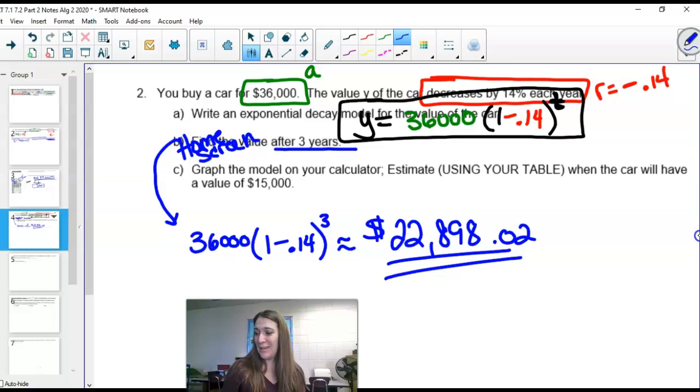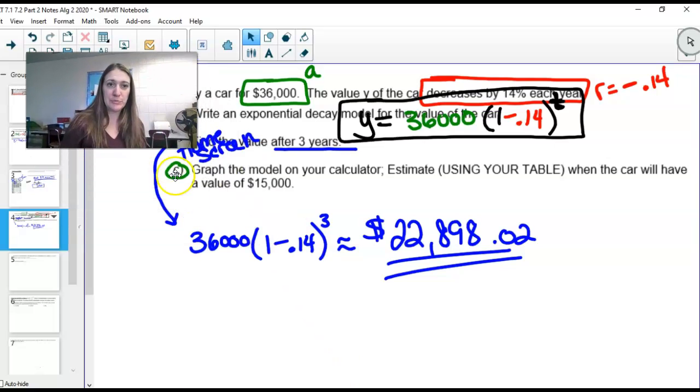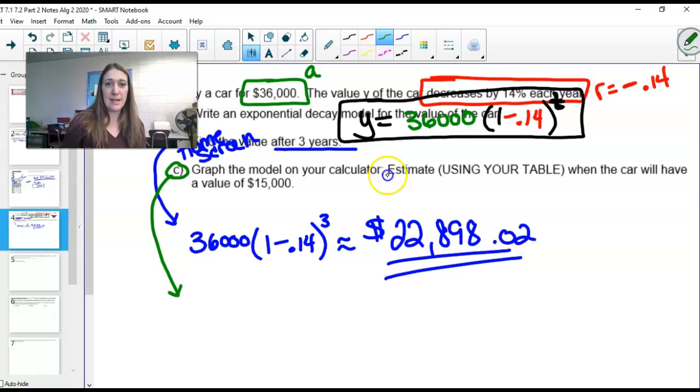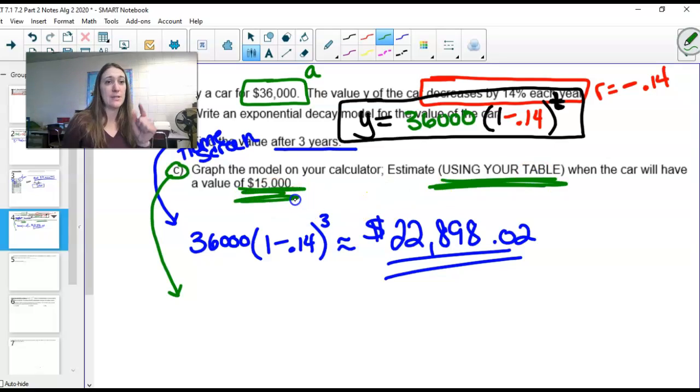All right. So now let's look at part C. I really needed to give myself more room. I apologize, guys. So for part C, this time it says graph the model. We're not going to do that part. We're going to use our table to figure out when the car is worth 15,000. So this is a case where I don't know how much time, right? Time is unknown. So we are going to use our y equals on our calculator.